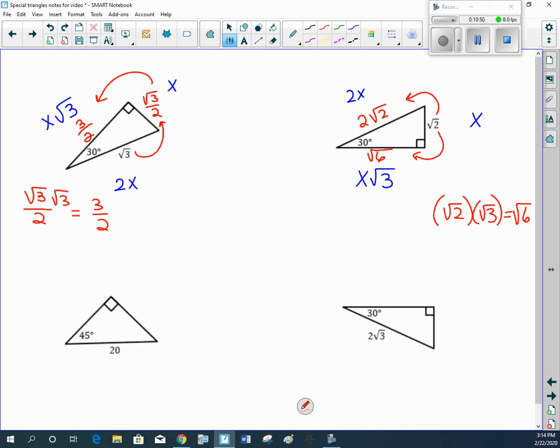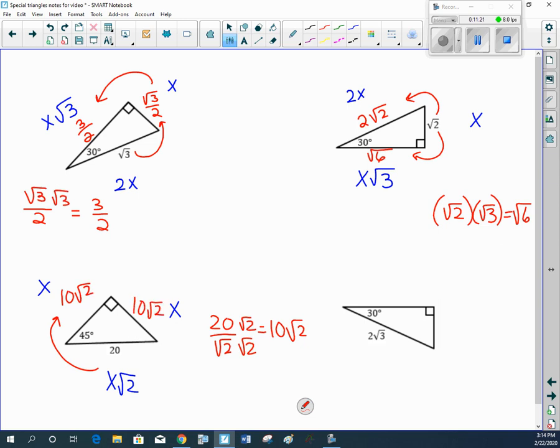And then down here I've got a 45, 45. So once again, x side, x, x root 2. You're going smaller, going from the hypotenuse to a leg. So what am I going to do? I'm going to divide because I'm getting smaller. And what am I going to divide by? Root 2. So 20 divided by the square root of 2, rationalize that. And you end up with 10 root 2. So this side's 10 root 2, legs are the same, so this side is 10 root 2.